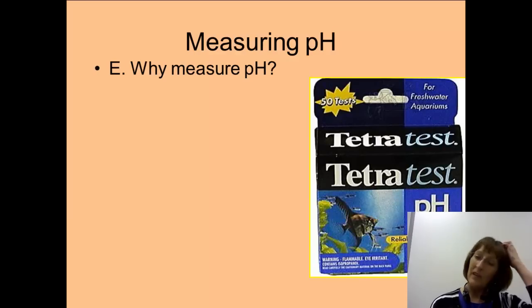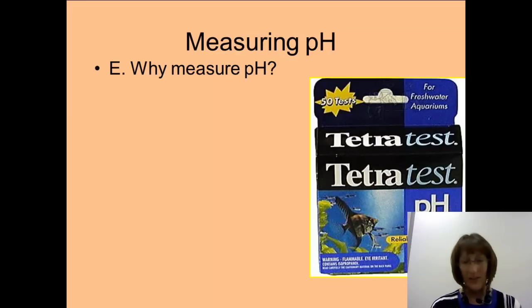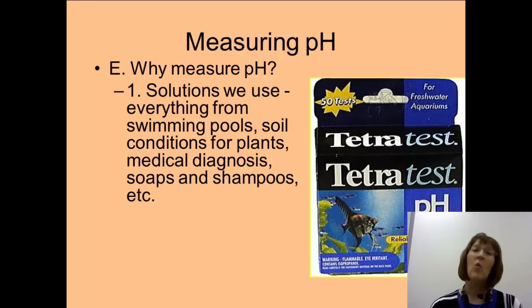Okay, we can measure pH with a lot of different tools. The easiest stuff we use is the litmus paper or the pH paper. So what good is it? Everything from swimming pools to soil conditions for plants and medical diagnosis, they test the pH. Soaps, shampoos, you'll even listen to commercials that'll say, "Ooh, the deodorant is pH balanced for a woman."